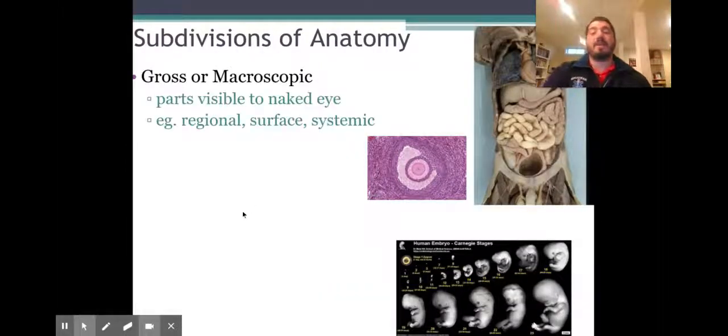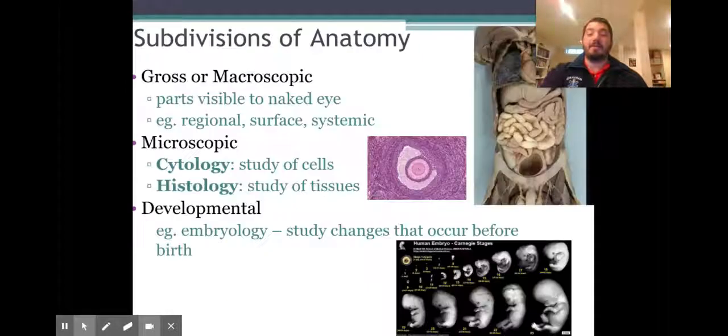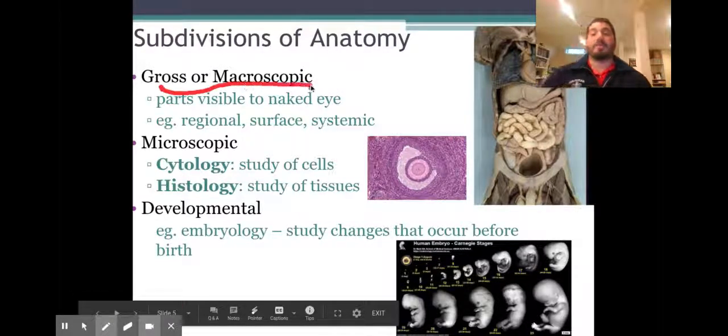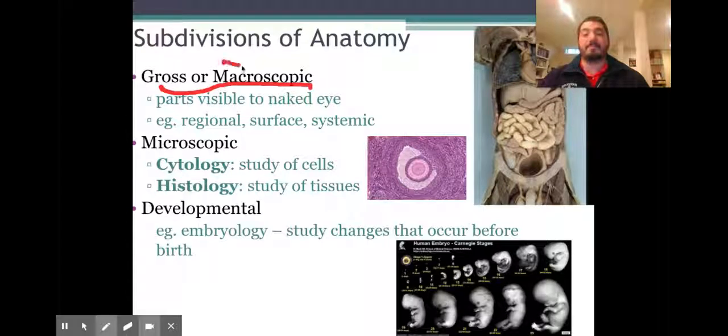All right, so we have a couple subdivisions of anatomy. Okay, we can view anatomy on the gross level, and not gross like, oh, gross, right? Although you might think it's gross. The gross level, or macroscopic, which means big. They're things that we could see, visible with the naked eye, is gross anatomy, or macro. The prefix macro means big, macroscopic, okay?